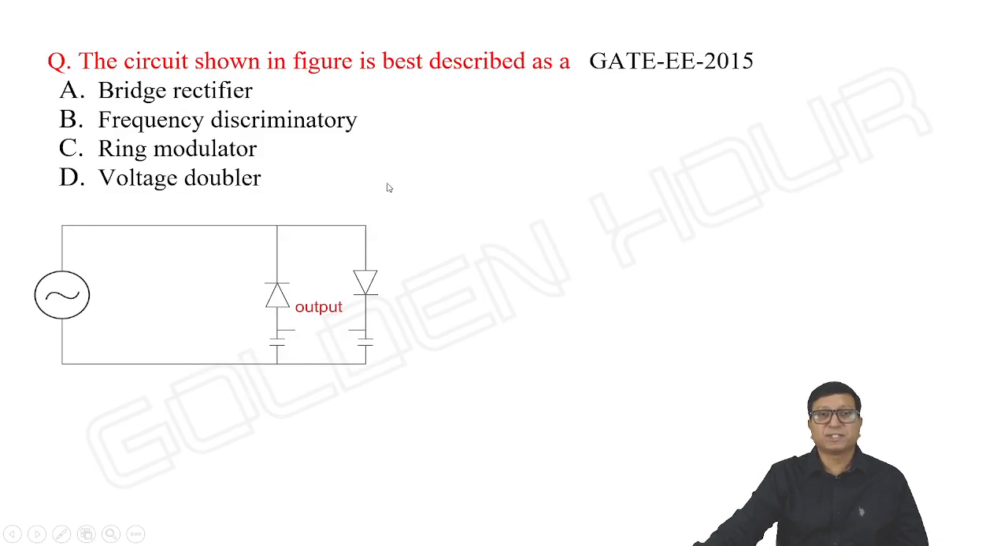The circuit shown in the figure is best described as: a bridge rectifier, a frequency discriminator, a ring modulator, or a voltage doubler. Option D is correct.